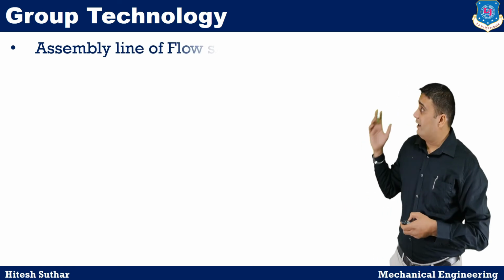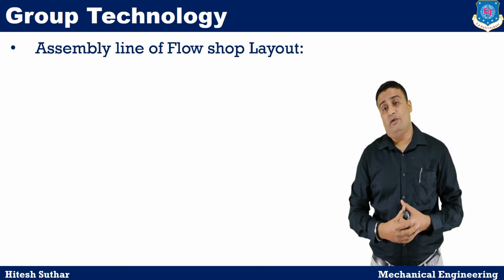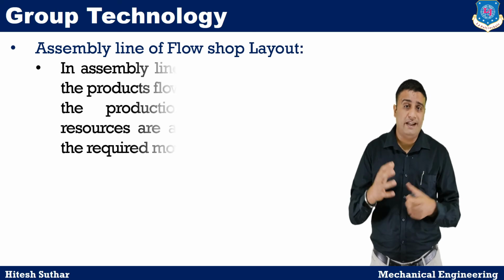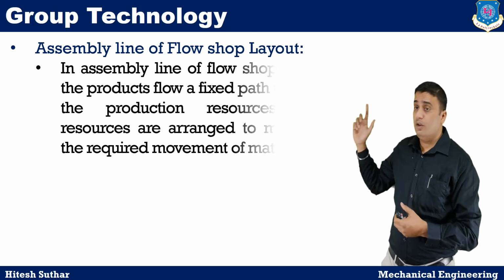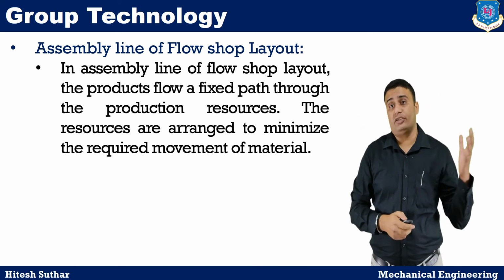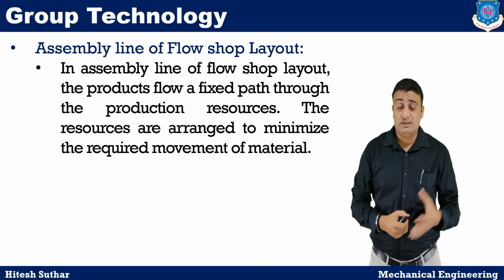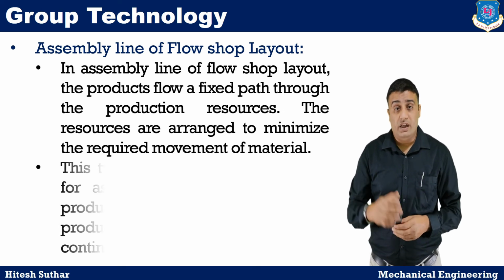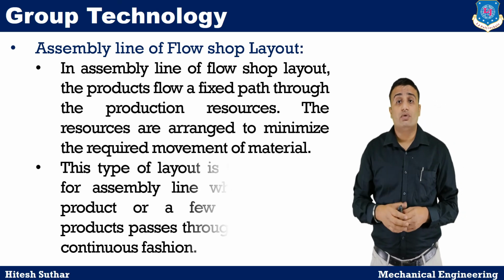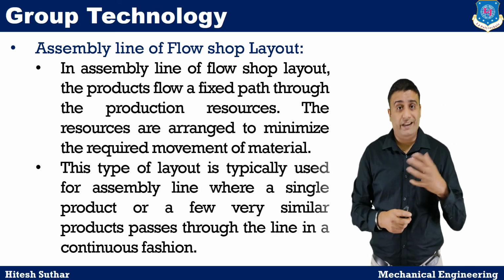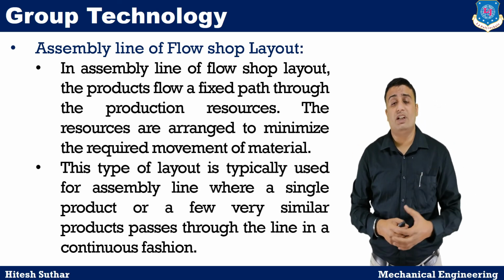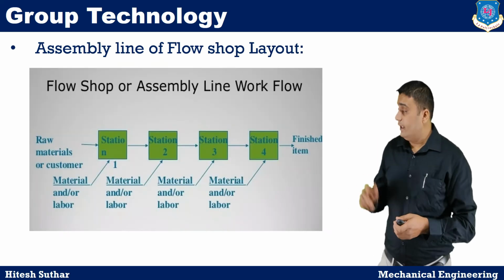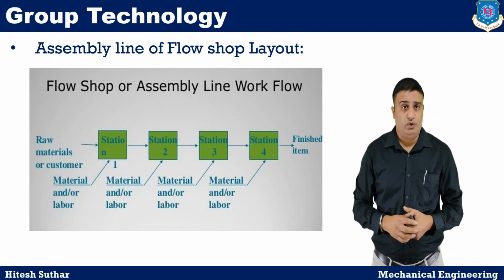Moving on to the last layout, the assembly line or flow shop layout. As the name says, the production flows in a fixed path through the production resources. The resources are arranged to minimize the required movement of the material. This type of layout is typically used for assembly lines, where a single product or very few similar products pass through the line in a continuous fashion. This is the figure of the assembly line or flow shop layout.